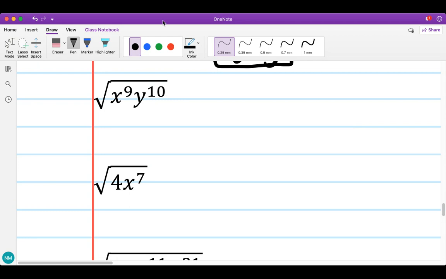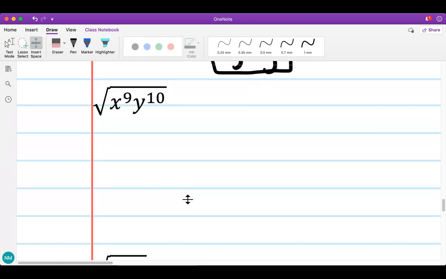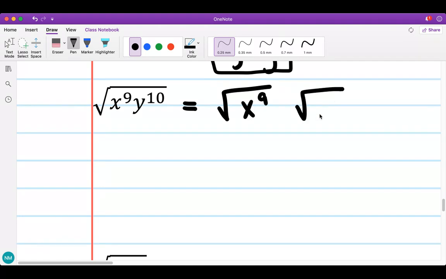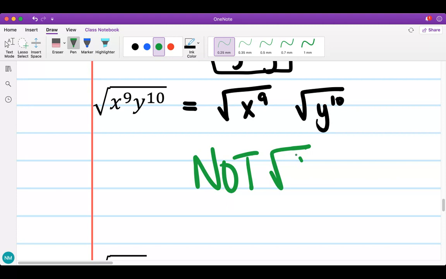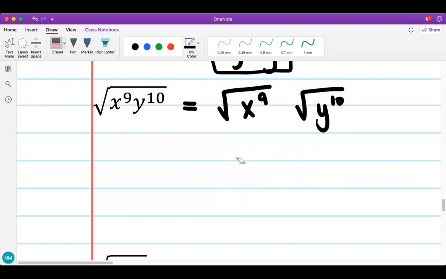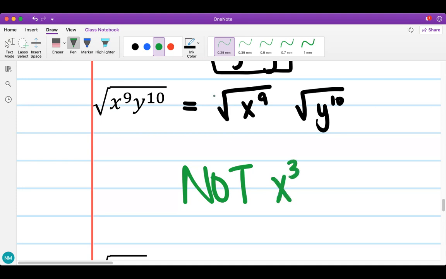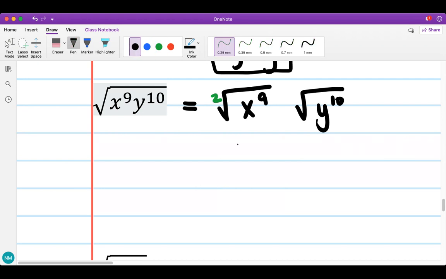All right, let's try these. So again, we break these up. Square root of x to the 9th, square root of y to the 10th. Here's one of the biggest mistakes people make. X to the 9th is not a number. It is a variable raised to a specific power. You are not taking the square root of 9. So this is not x cubed because the square root of 9 is 3. No. You're going to do the same thing.